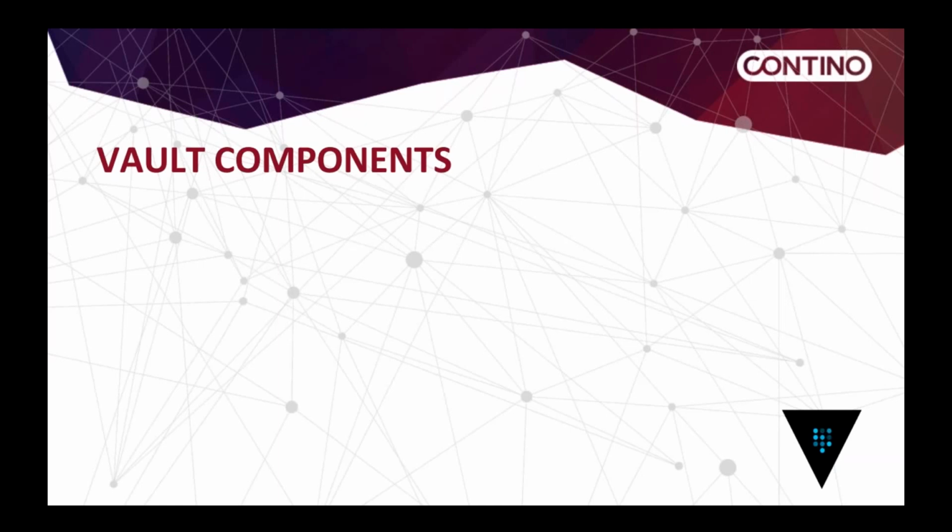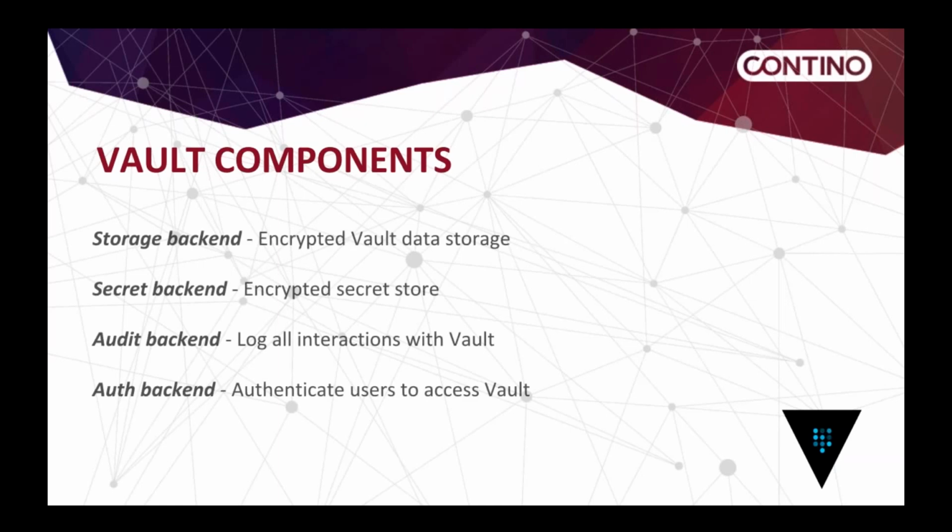So what are the components with Vault? You have one storage backend per Vault cluster, and it is where all of your encrypted Vault configuration is stored. And then where all your secrets are stored is the secret backend. So that could be a Postgres, it could be a MySQL, but all of your secrets are stored in these encrypted databases, and they're also where all the dynamic secrets are kept.